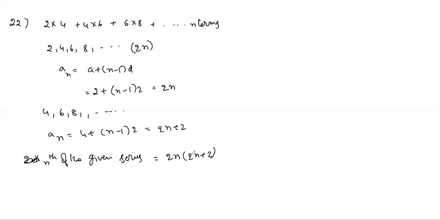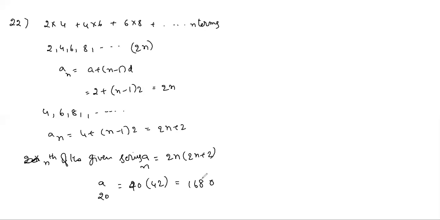Now we have to find the 20th term. This is an. So a20 of the given series is 20 into 2, 40, into 42, which is 1680. We have to find only the nth term of this series. Next question.